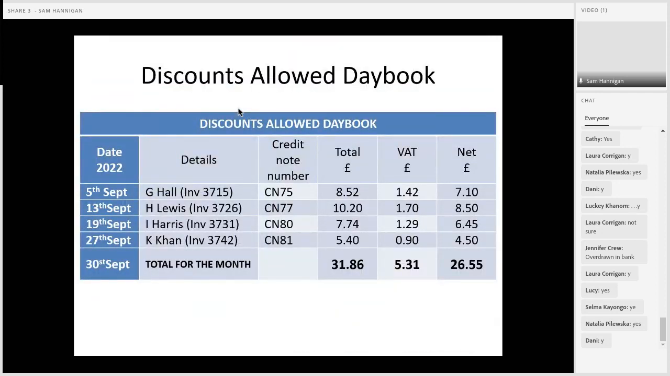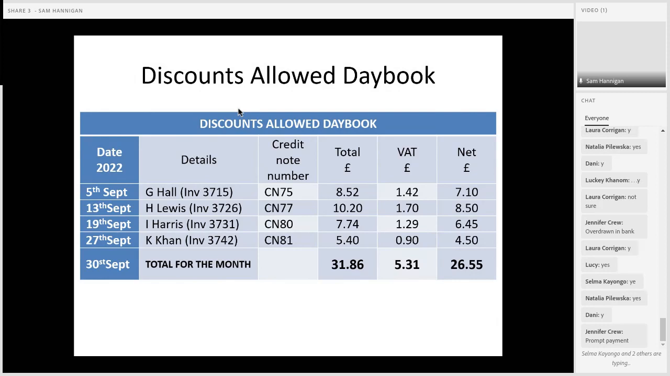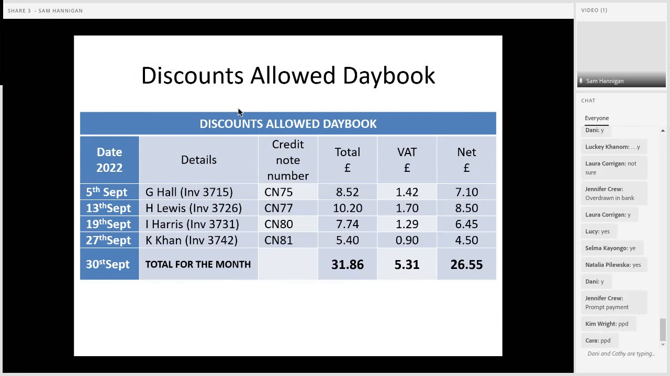Okay, then, so your discounts allowed day book. How did this discount come about based on what we talked about last week? There's only one way they can get discount at this point. So we've sent them an invoice, the hours money. How have we given them discount? Perfect, prompt payment. Prompt payment discount, cash settlement discount. Fantastic. So what that means is they've paid us early.